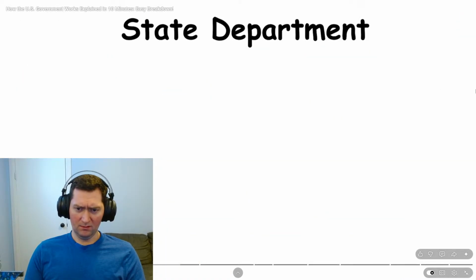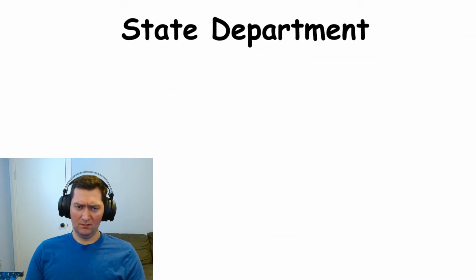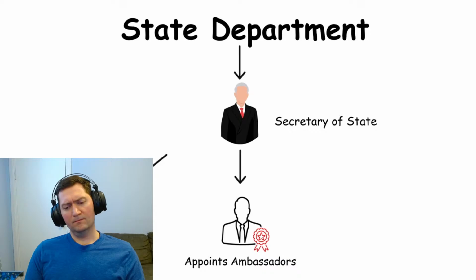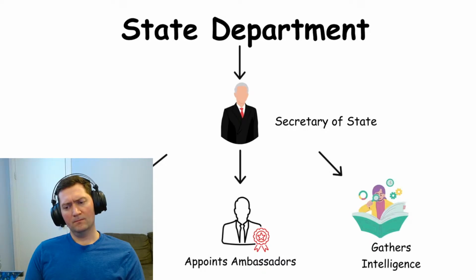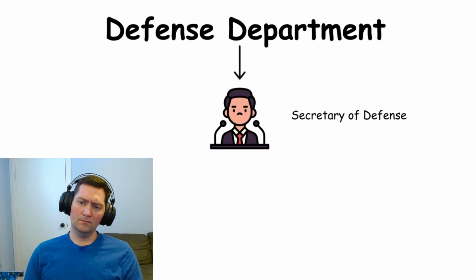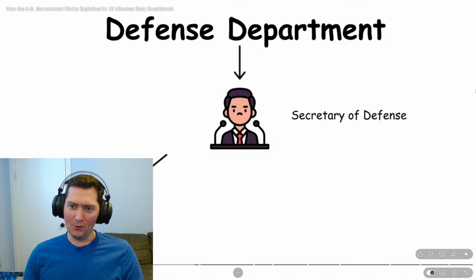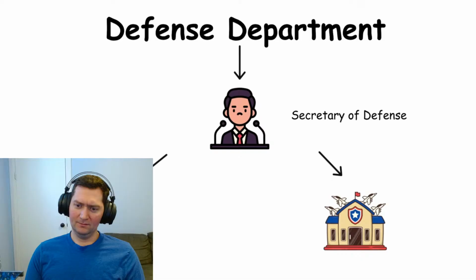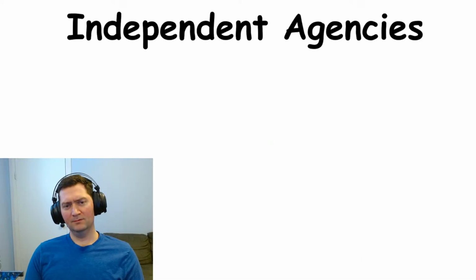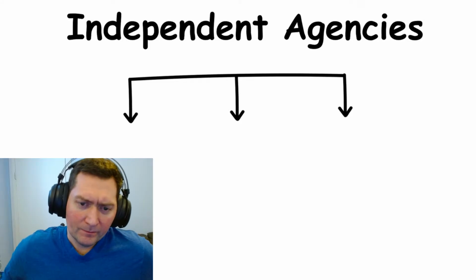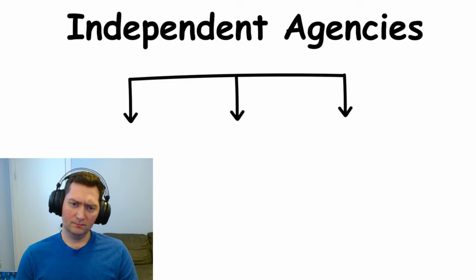The State Department, for example, is responsible for conducting foreign policy and protecting American interests abroad. Led by the Secretary of State, this department negotiates treaties, appoints ambassadors, and gathers intelligence to inform the president's decisions. Meanwhile, the Defense Department, under the leadership of the Secretary of Defense, Secretary of War now, is tasked with maintaining a strong military, capable of defending the nation against threats both foreign and domestic. But the executive branch is more than just the president and cabinet. It also includes a wide array of independent agencies, each with its own specific mission and area of expertise.